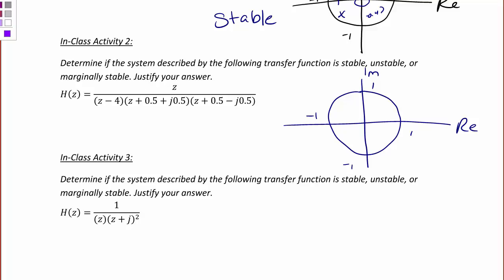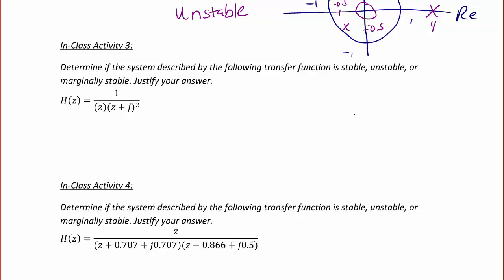And we're going to put the 0 at the origin. We're going to put a pole out here at 4. And we'll have poles at negative 0.5 plus or minus j 0.5. And what you see here is that all the poles are not inside the unit circle, because we have this one out here at z equals 4. So we have an unstable system.